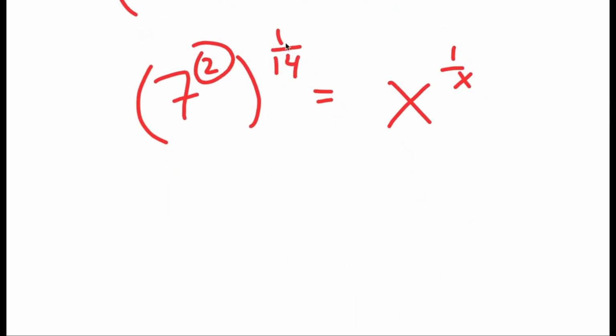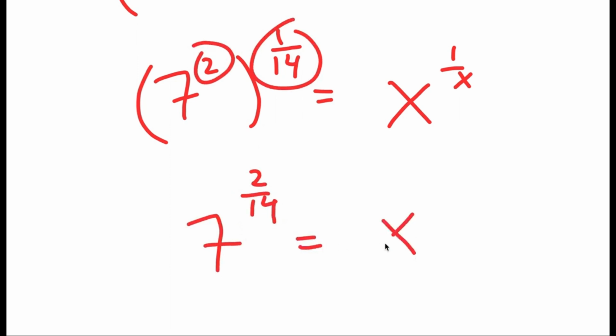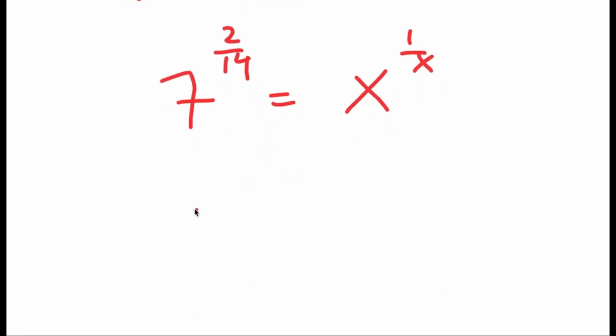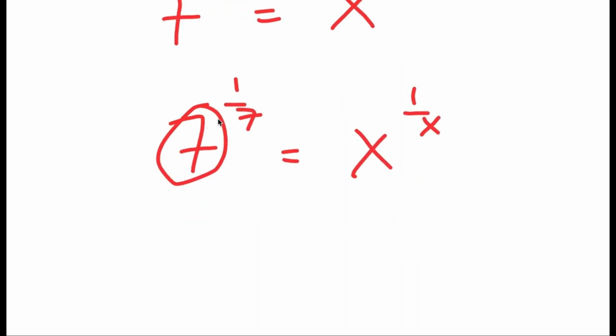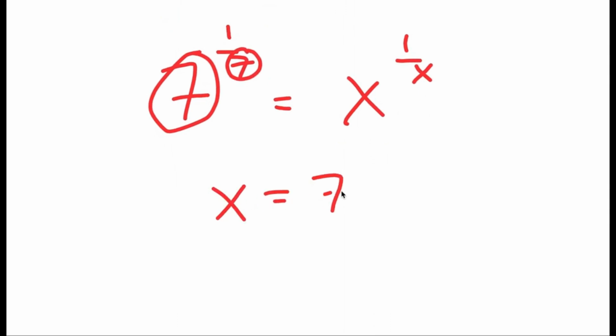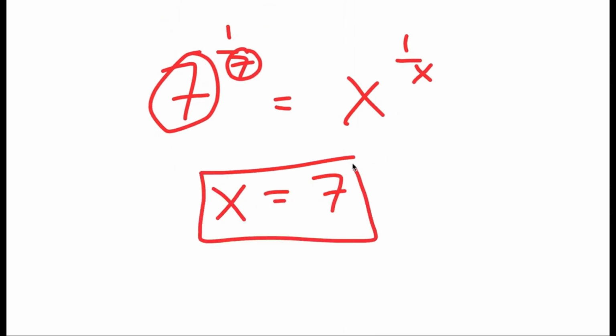Now again, these two can multiply. So I get 7 to the power of 2 over 14 is equal to x to the power of 1 over x. And 2 over 14 is equal to 1 over 7. So I get 7 to the power of 1 over 7 is equal to x to the power of 1 over x. And notice how this is in the form number to the power of 1 over that same number is equal to x to the power of 1 over x, meaning x is that number, which is 7.